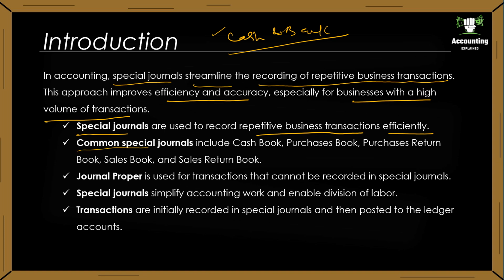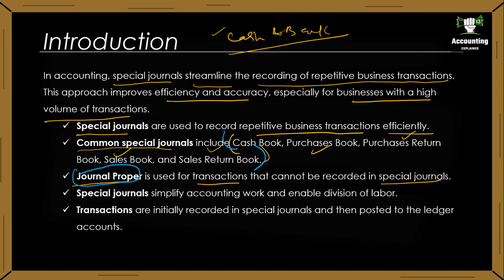Examples of special journals which are commonly used in a business are cash book, purchase book, purchase return book, sales book and sales return book. Journal proper is used for transactions that cannot be recorded in special journals. If any transaction cannot come in this category, that is cash book, purchase book, purchase return book, sales book and sales return book, then journal proper is prepared.